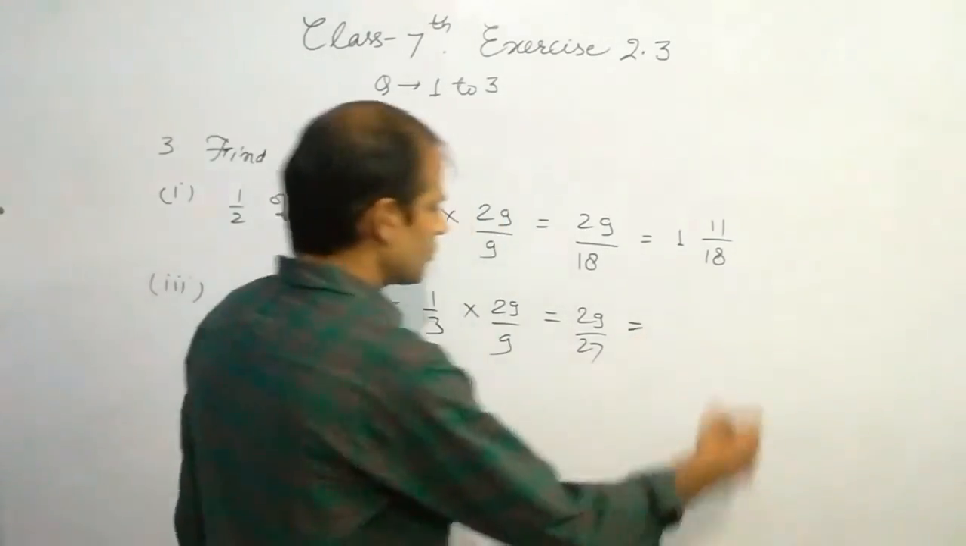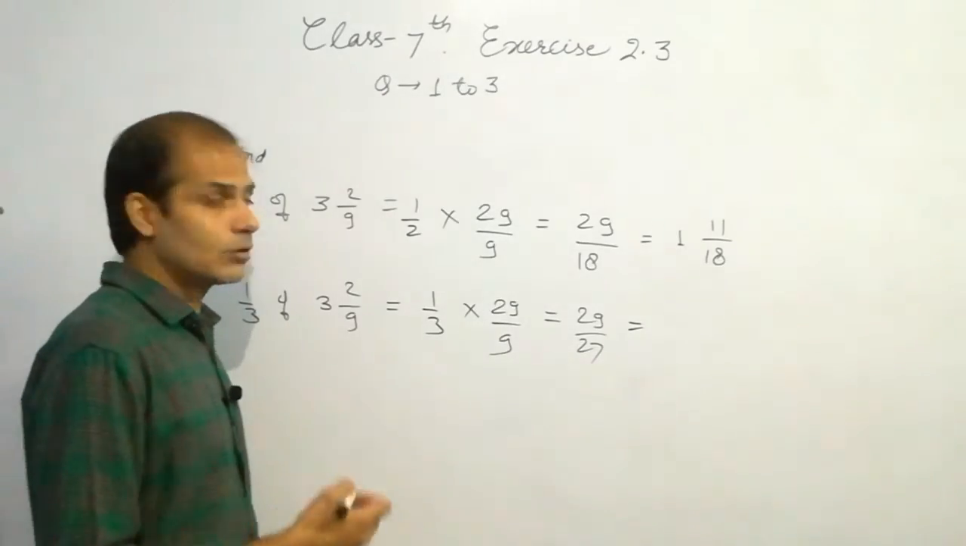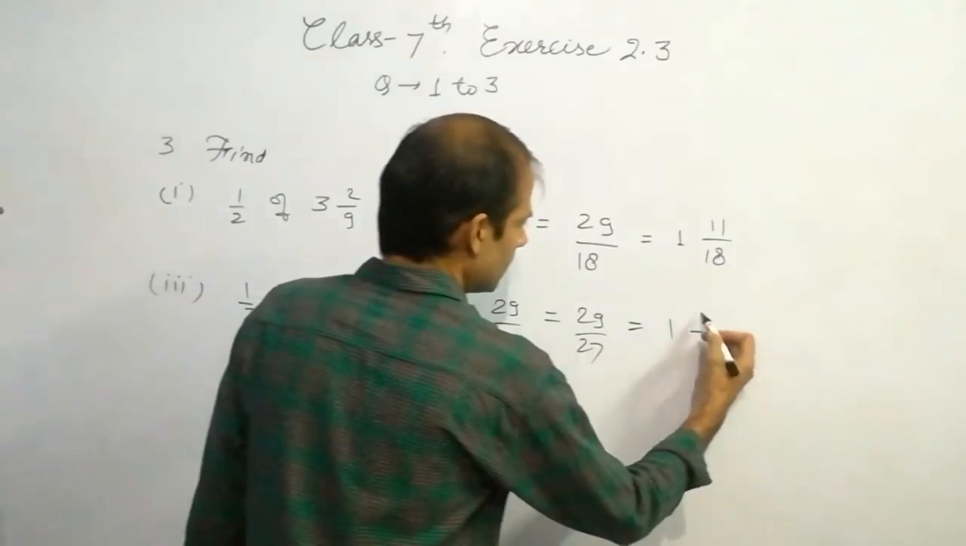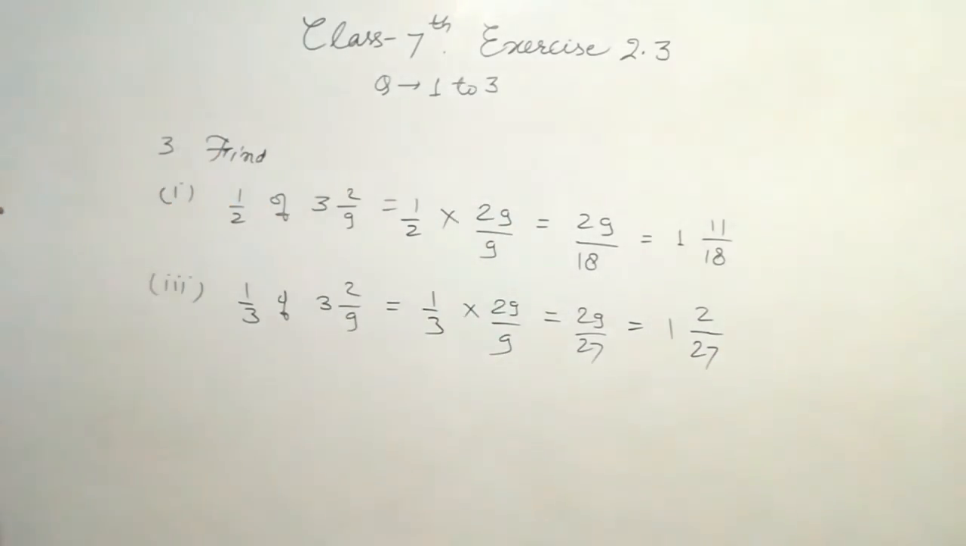Okay, so 29 and 27 are close to each other. So 27 1s are 27, remainder will be 2, and this is the mixed fraction. So the answer is 1 and 2 upon 27. It is the answer of third part of third question, 1 and 2 upon 27.